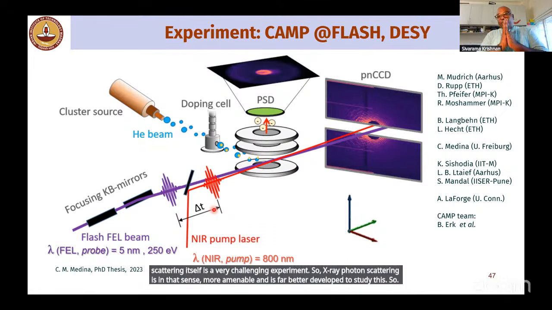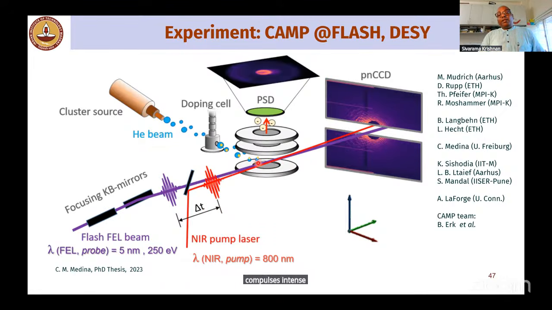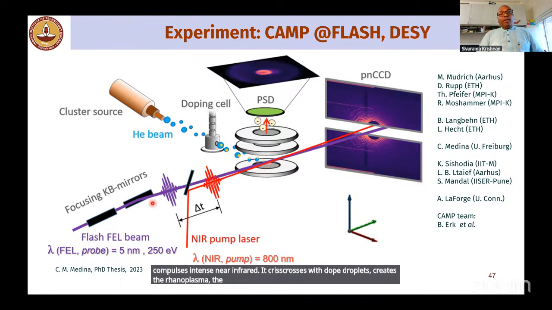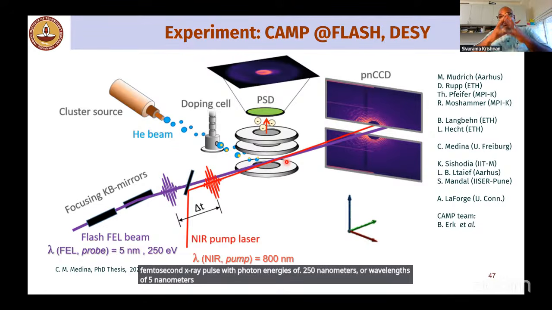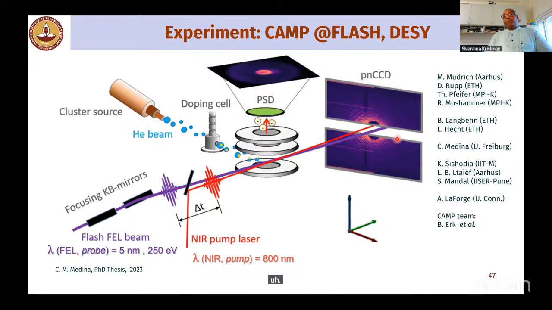So in this case, the first pump pulse is intense near infrared. It crisscrosses with doped droplets and creates the nanoplasma. The intense infrared is gone. Then the intense X-ray pulse comes and interacts. The X-ray pulse is so intense that from just one femtosecond X-ray pulse, with photon energies of 250 eV or wavelengths of 5 nanometers, there are enough photons which scatter from the target and reach the detector.